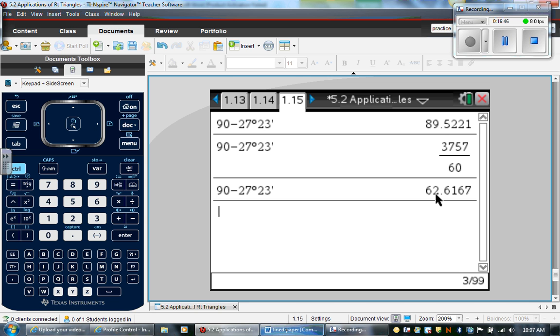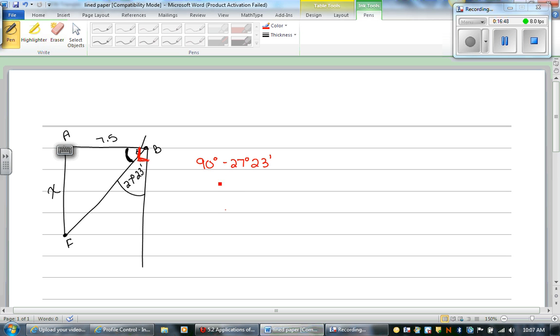Okay, so I'm going to go back here. So again, 62 degrees. Give me a little bit more room. All right, so 62.62 degrees is the complement.